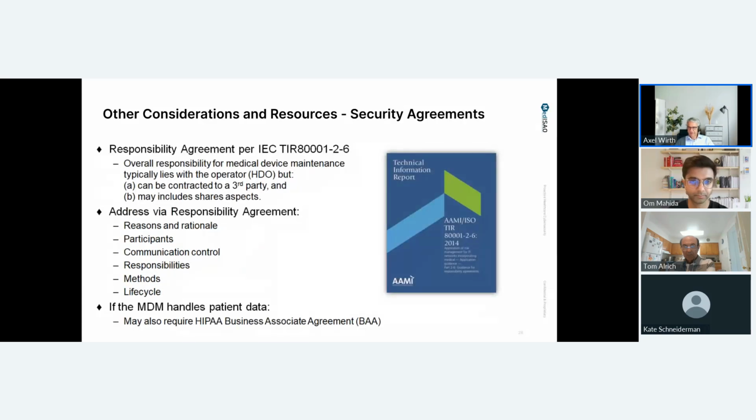Then there should be also considerations around certain contractual agreements that pertain to security. For example, IEC 80001-2-6 talks about a responsibility agreement, which would then stipulate the responsibilities for certain security activities between the operator, typically the hospital, and the vendors and suppliers in a contractual way. And it addresses, again, why that agreement exists, who participates, how to communicate, who is responsible, what methods are applied, and how does it affect, and is used across the life cycle.